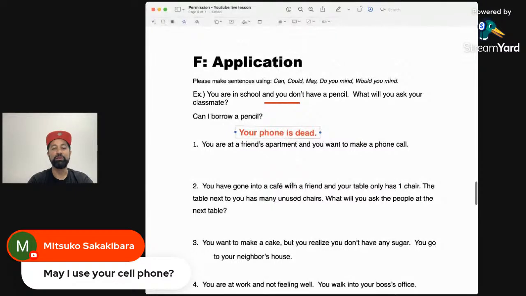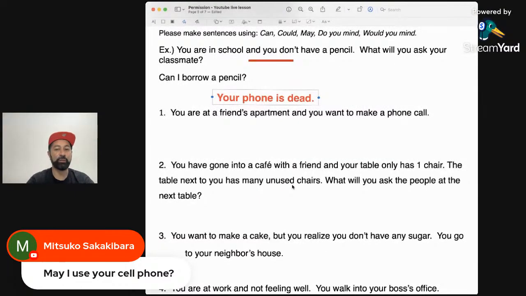Situation number 2. You have gone into a cafe with your friend. Your table only has one chair. The table next to you has many unused chairs. What will you ask the people at the next table? All right, this is a very common situation. You go into a cafe with your friend. Your table only has one chair, but there's 2 of you. Luckily, the neighboring table, they have a lot of unused chairs. What will you ask them?